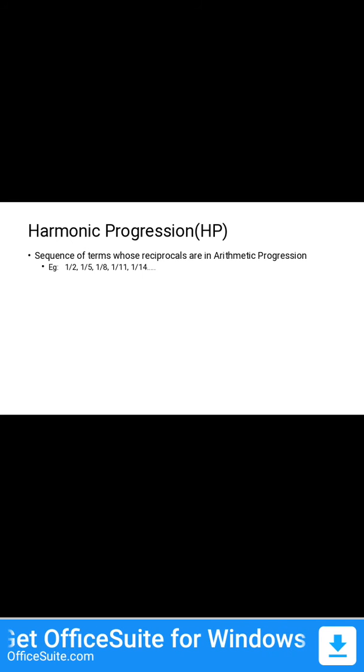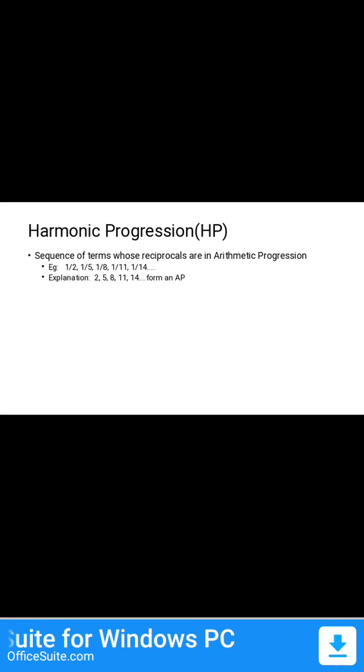Suppose this is the series that has been given to you: 1 by 2, 1 by 5, 1 by 8, 1 by 11, 1 by 14. Now we need to understand whether this is a harmonic progression or not. What are we going to do here? We will have to first of all find out the reciprocals of each of these terms. So these are the reciprocals.